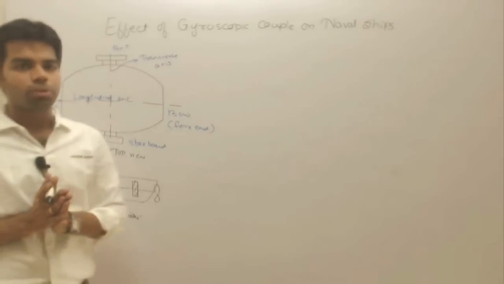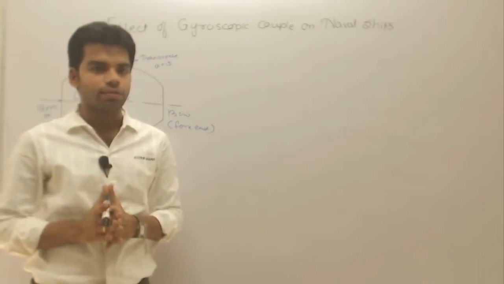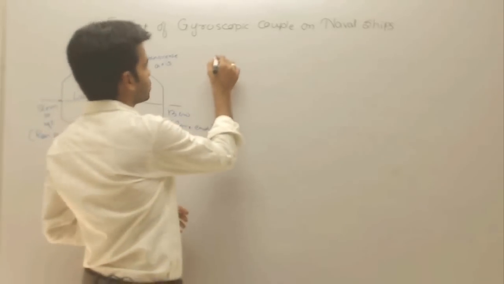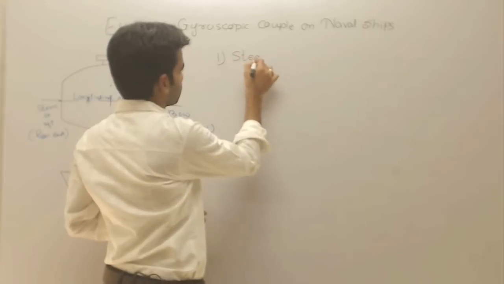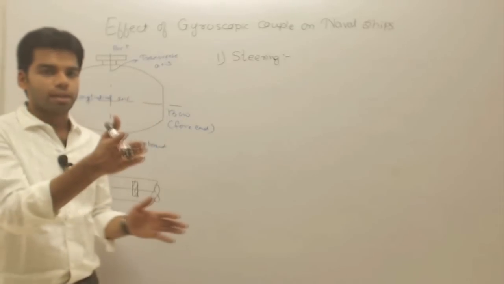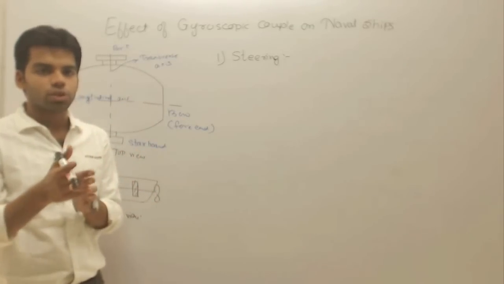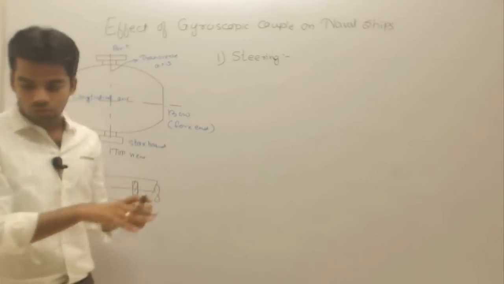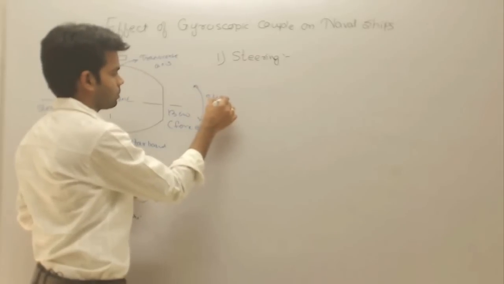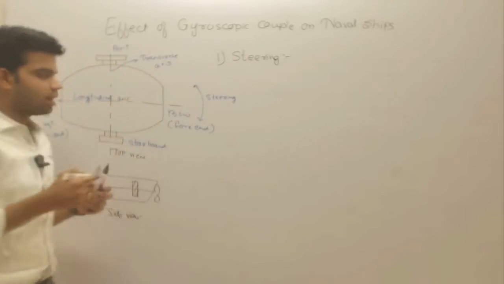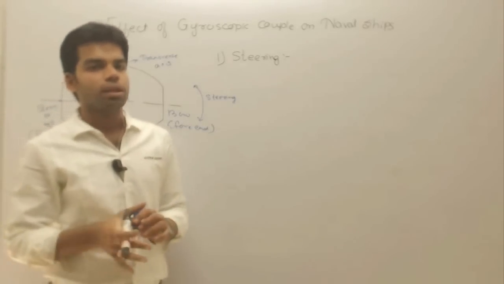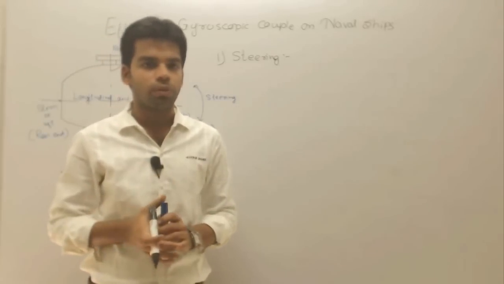Now, three different phenomena may occur in the ship, and we will analyze the effect of gyroscopic couple in all these three different phenomena. The first phenomenon is steering. Now, what is the meaning of steering? Steering means just moving left and right. As we know the steering in a car, what is the function of the steering? Just moving left and right. Okay, so if we view from the top, this phenomenon is nothing but steering, moving left and moving right. So what will happen if the ship is moving in left direction, and what will happen if the ship is moving in right direction?